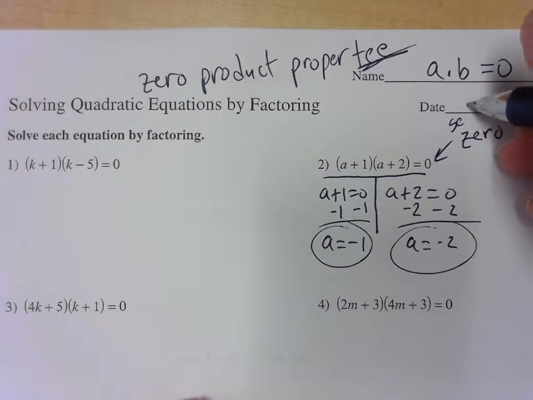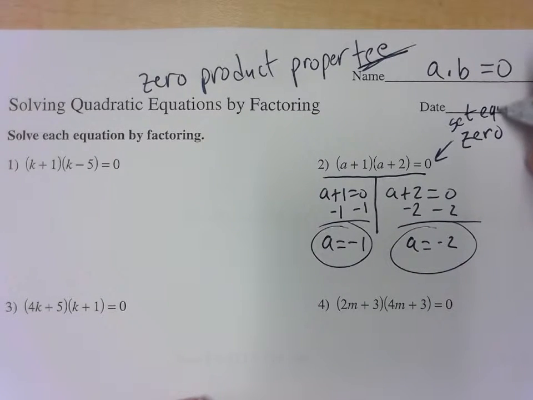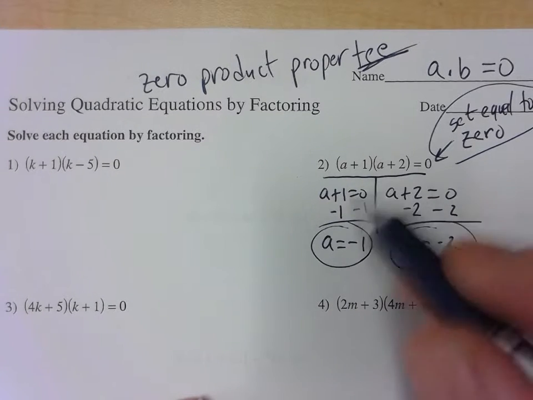The other important thing is you must have your quadratic set equal to 0. Okay, so you have to have that in order to say this thing times this thing is equal to 0. So set equal to 0. That's very important. It has to be set equal to 0.